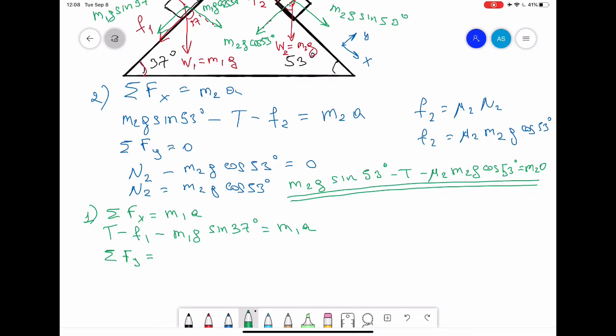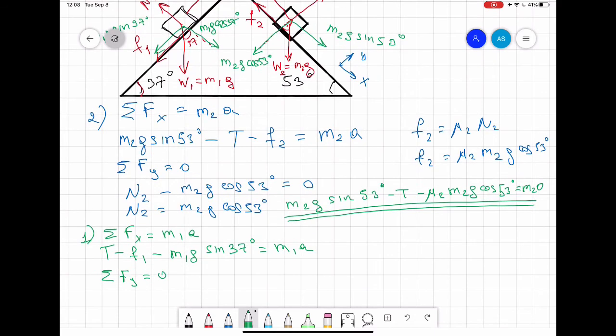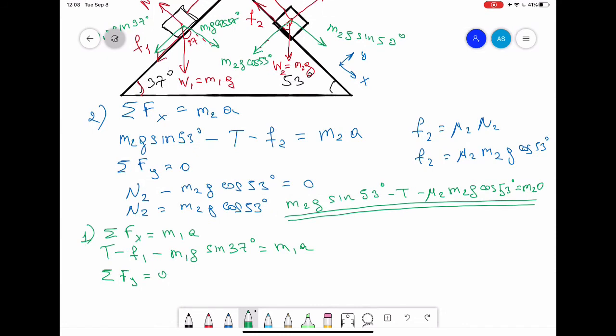Now, what about the sum of the forces in y direction? Since it's not moving in y direction, it's equal to 0. That means we have normal force 1 minus m1g cosine 37 degrees, which is equal to 0. And therefore we can say that normal force 1 is simply m1g cosine 37 degrees.